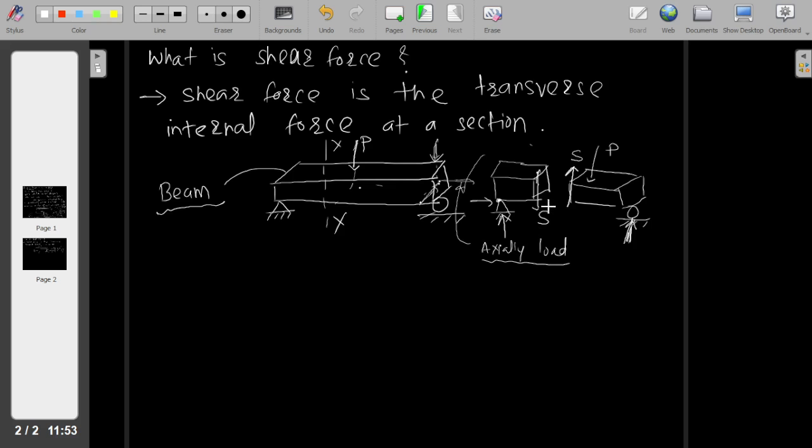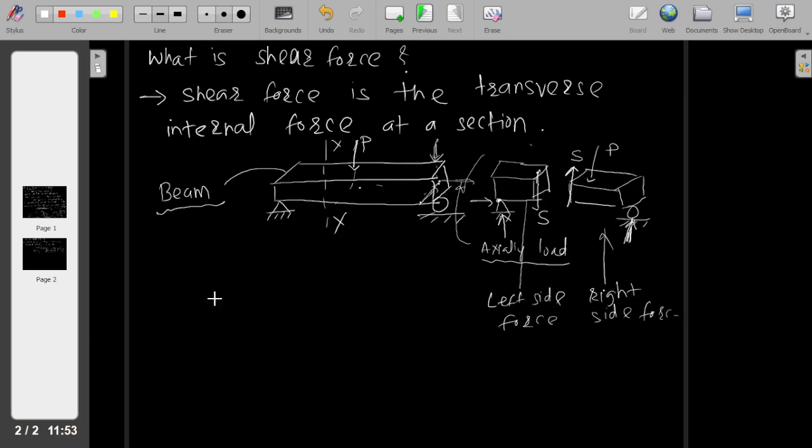This is the left side force, and this is the right side force. You take any one of them, not both, because if you take both, the answer will come to zero, as it is in static equilibrium.